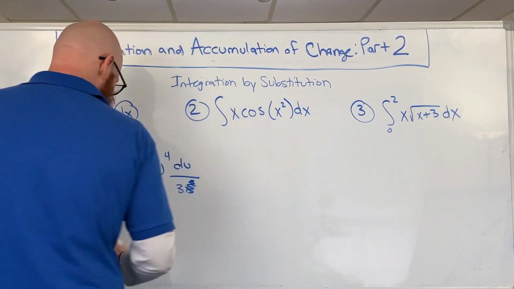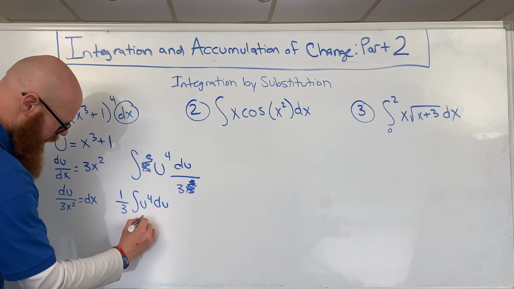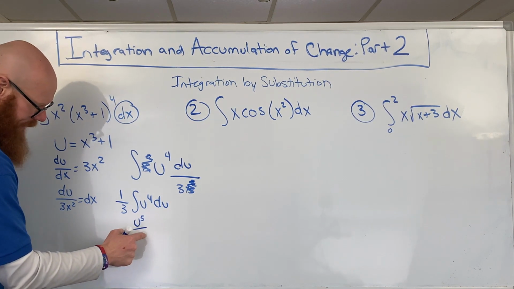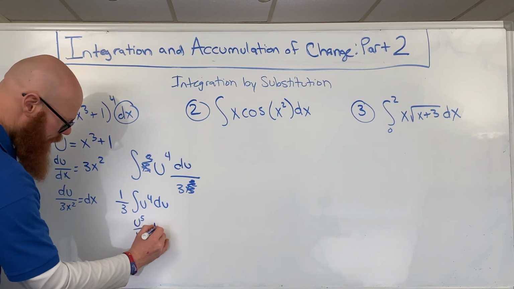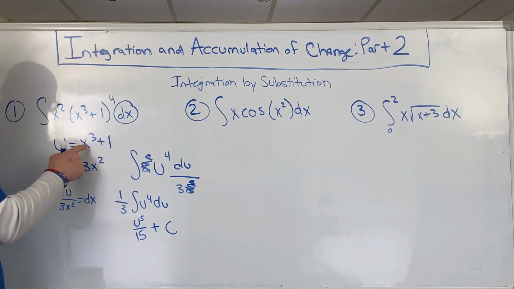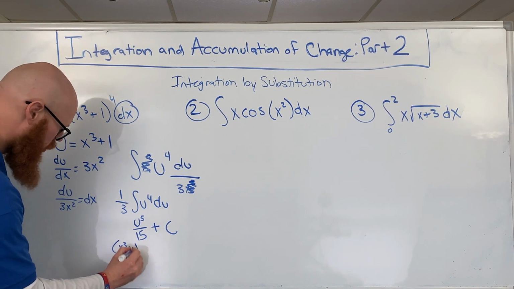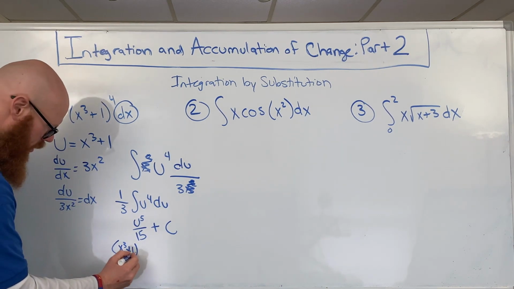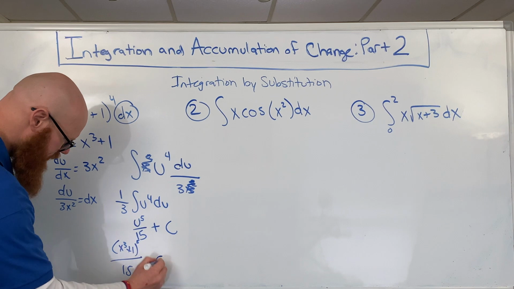So now we actually do the reverse of the power rule. So I get u to the 5th over 5, but that 5 will get multiplied by this 3 to be 15 plus c. But my initial integral had x's in it, so I want to put the x's back. So finally, I get x cubed plus 1, that's what u is, to the 5th, over 15 plus c.